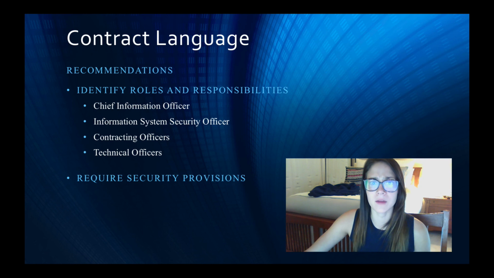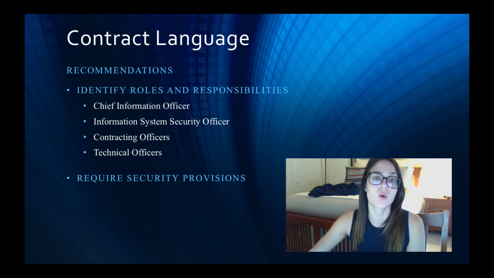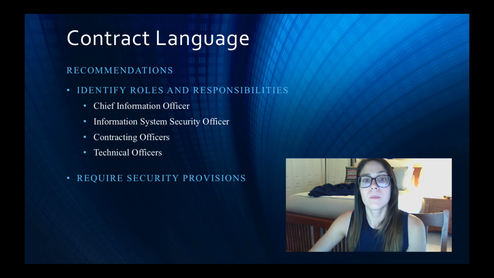So the next step after creating this team is going to be requiring security provisions. Information system security must be addressed in all contracts that include information technology resources or services in which a contractor must have physical or electronic access to sensitive information that directly supports DTL Power's mission.